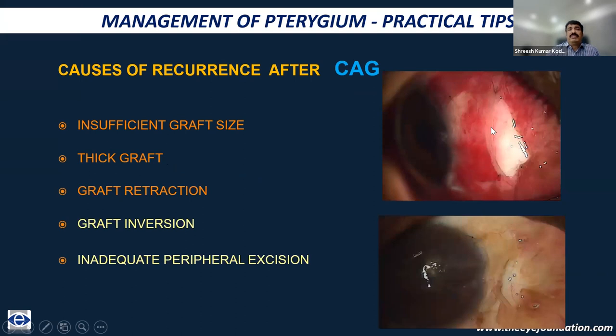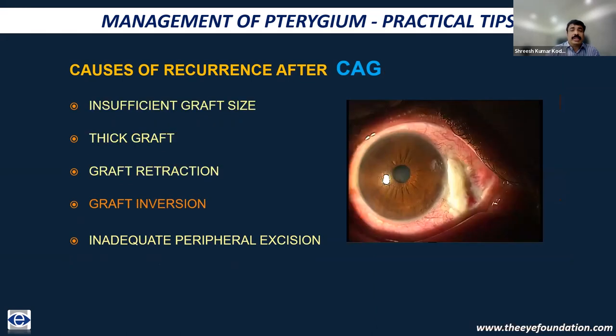There is a thick graft with the Tenon's in the graft. If you see the result after a few months, it is shrunken actually. It is retracted, and it's irregular and gives a poor cosmesis. So it should be avoided. Since the limbal area is covered, it acts like a barrier and it prevents conjunctivalization. Otherwise, it would have caused recurrence.